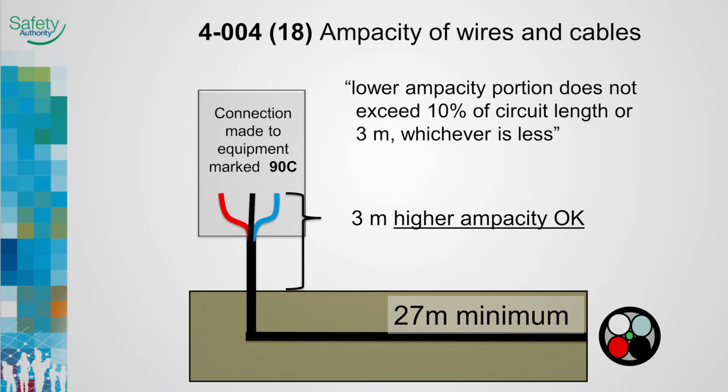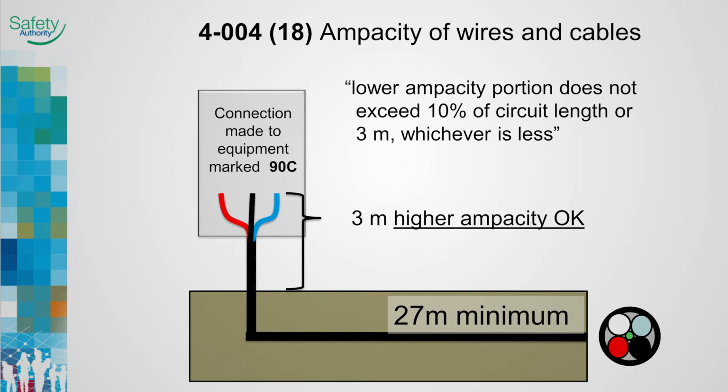In this example, the higher ampacity is allowed on the above-ground portion. This length is restricted to 3 meters or 10% of the circuit length and is terminated on equipment marked for 90 degrees C. Remember, if the equipment is marked with a TTR of 75 degrees C, then Appendix D table notes tell us to multiply the underground ampacity by 0.886.